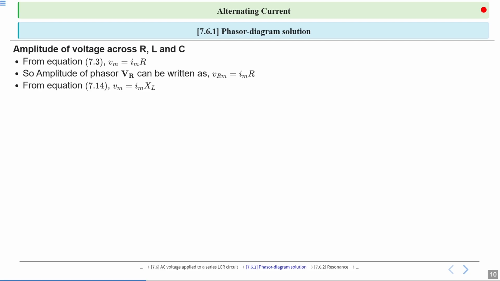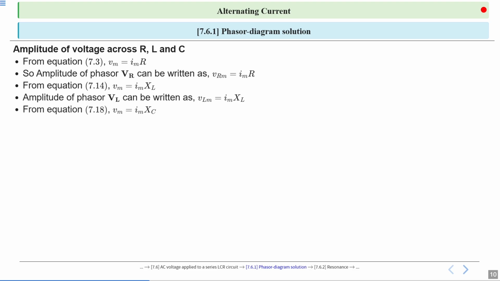Okay, from equation 7.14, Vm is equal to Im XL. Now in the case of the inductor, the amplitude of phasor VL can be written as VLM equal to Im XL. So in the case of the inductor, what is the amplitude of voltage? It is equal to the amplitude of current multiplied by the inductive reactance, according to equation 7.14. Now VL is the voltage phasor of the potential drop across the inductor. Okay, so VLM will be equal to Im XL.